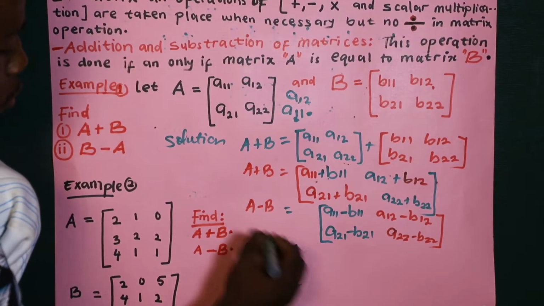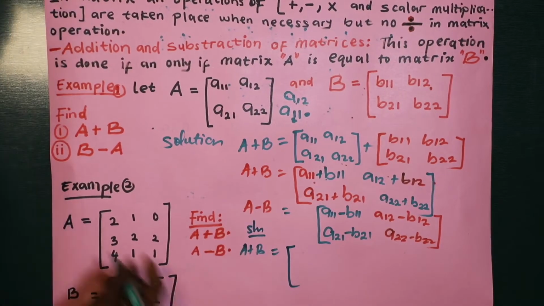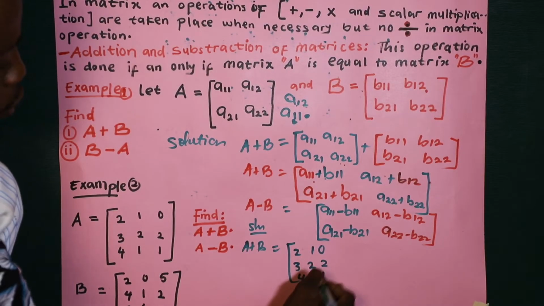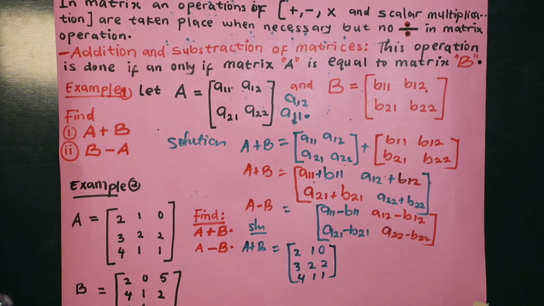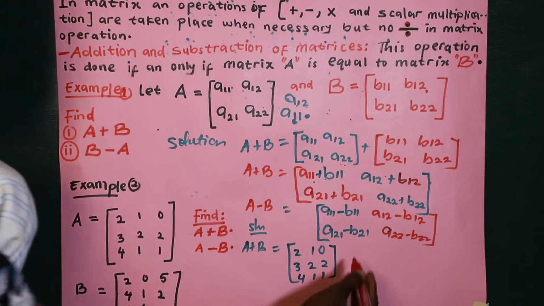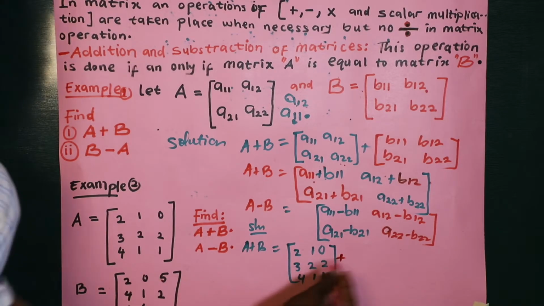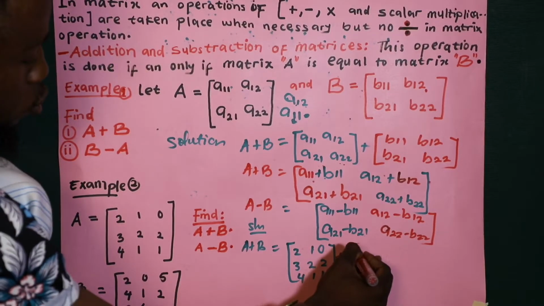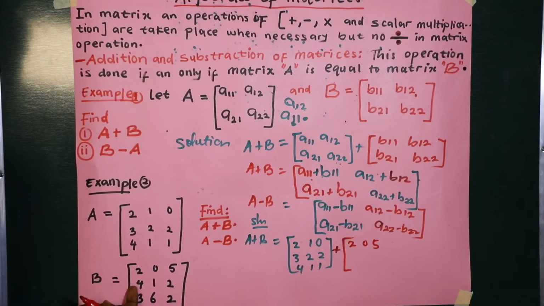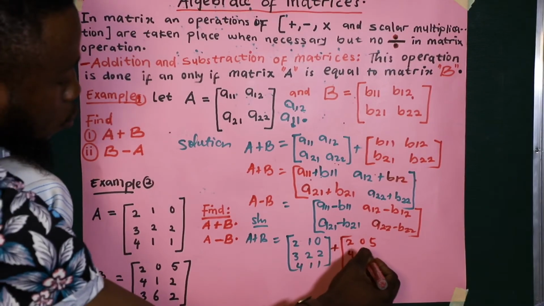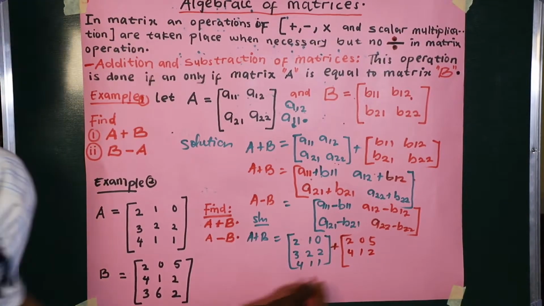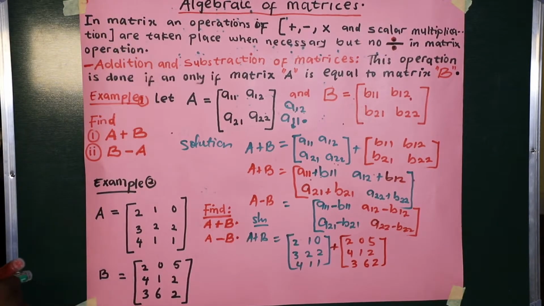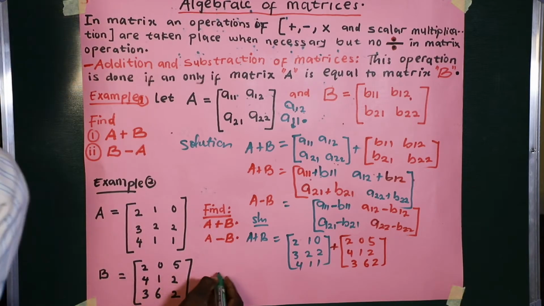Solution: the matrix A is 2, 2, 2, 4, 1, 1. Then plus, keep the matrix of B. Matrix of B: 2, 0, 5, 4, 1, 2, 4, 1, 2, 3, 6, 2, 3, 6, 2. Close it. Then you do the operation now.